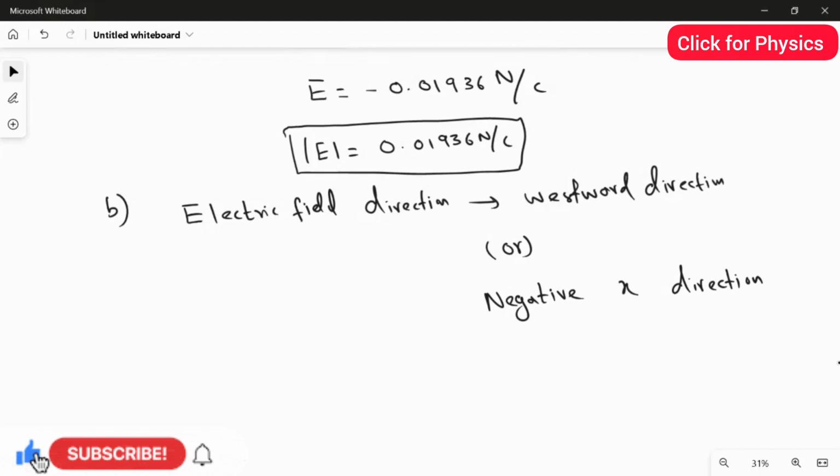Clear? If you want to give the answer in terms of direction, westward direction, no issue. But axis-wise, if you want to give the answer as negative x direction, that is also the answer for the second question. So you can use either one of the answers in part B. So this is the answer for this question.